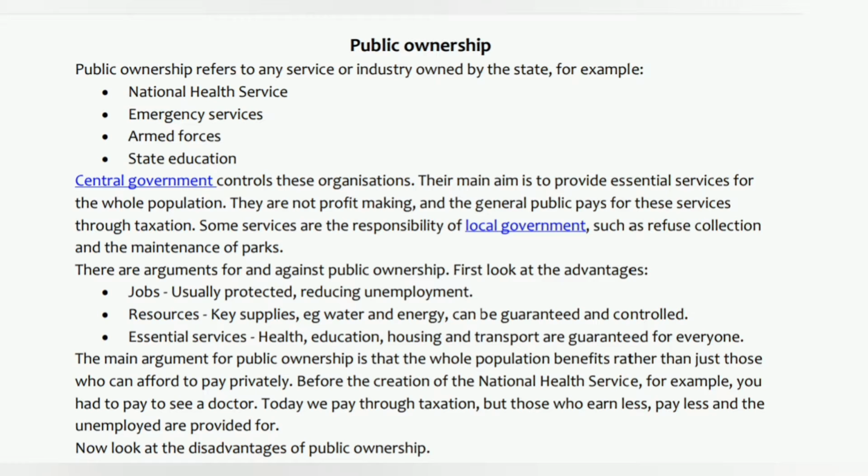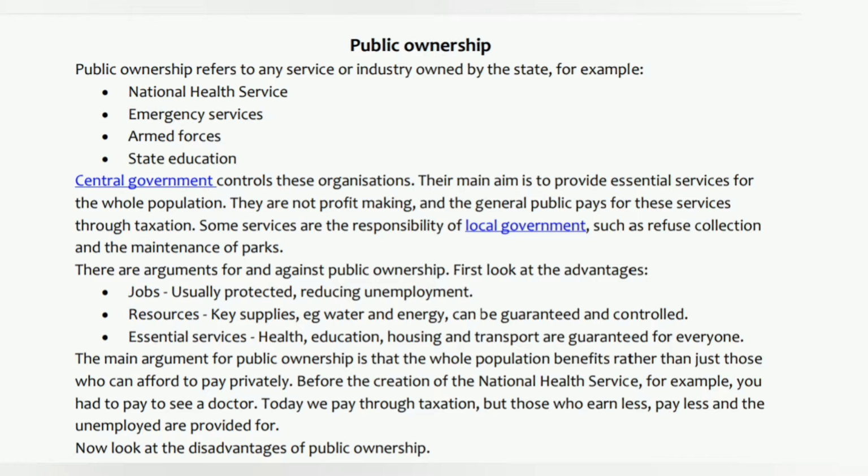Some services are the responsibility of local government, such as refuse collection and the maintenance of parks. There are arguments for and against public ownership. First, look at the advantages. Jobs, usually protected, reducing unemployment. Resources, key supplies, e.g. water and energy, can be guaranteed and controlled. Essential services, health, education, housing, and transport are guaranteed for everyone.